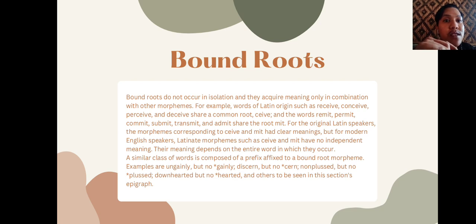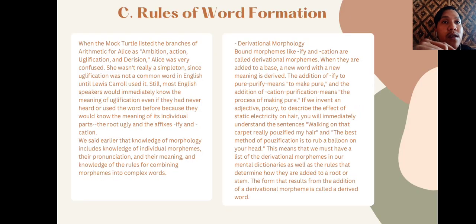A similar class of words is composed of a prefix affixed to a bound morpheme. Examples are ungainly but no gainly, discern but no cern, nonplus but no plus, and others to be seen in this section. See rules of word formation. When the Mock Turtle listed the branches of arithmetic for Alice as ambition, distraction, uglification, and derision, Alice was very confused. She was not alone, since uglification was not a common word in English until Lewis Carroll used it.